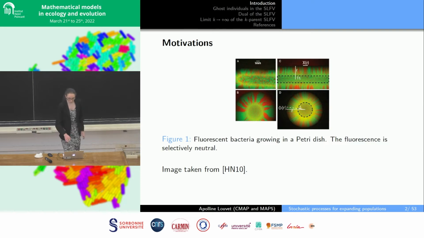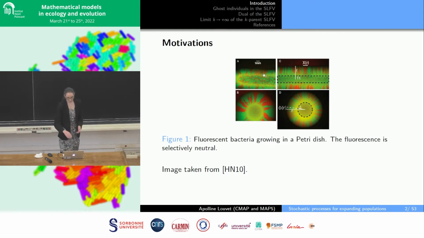So what you can see here is the result of an experiment by Hallatschek Nelson with fluorescent bacteria and yeast, which have been put to grow in Petri dishes. So that's actually very close to the experiment Denafusco presented at the beginning of her talk on Monday. So you have bacteria which are fluorescent, and this fluorescence does not influence how the bacteria behave. It's just kind of a marker, and it's completely neutral.